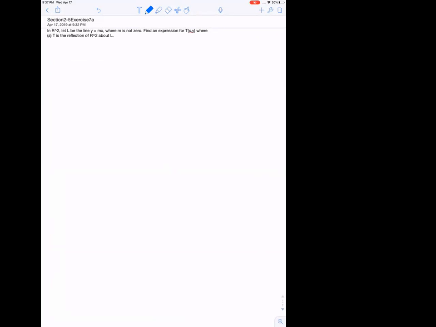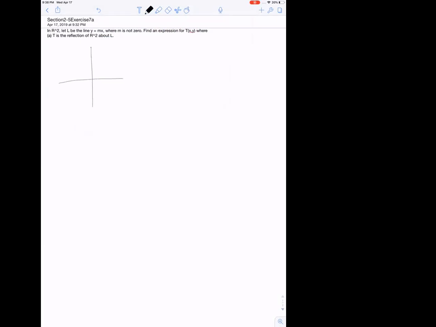So the problem says this. In R2, let L be the line y equals mx, where m is non-zero. Find an expression for T of (x, y), where T, part A says, is the reflection of R2 about L, so across the line L. So let's just draw a quick picture, see what's going on.